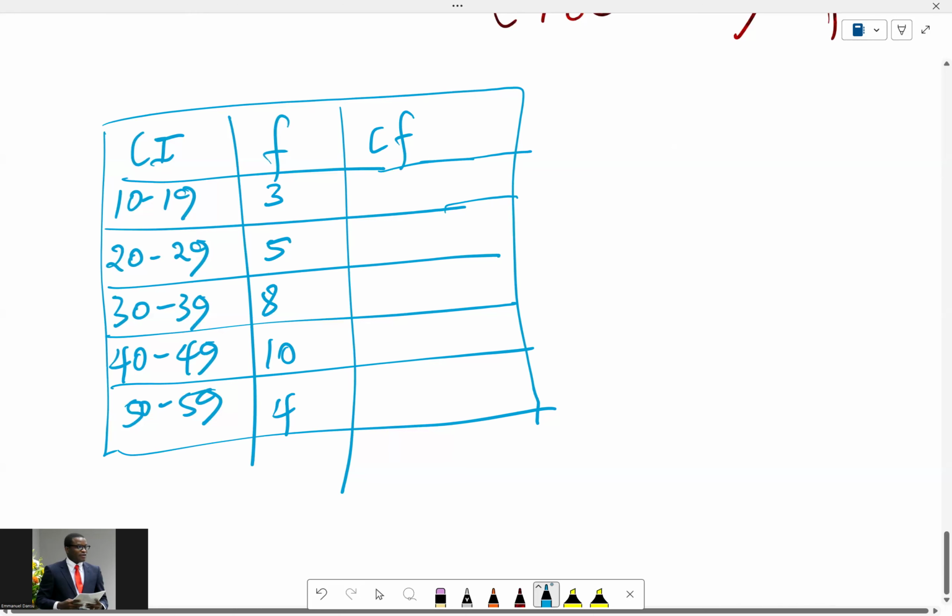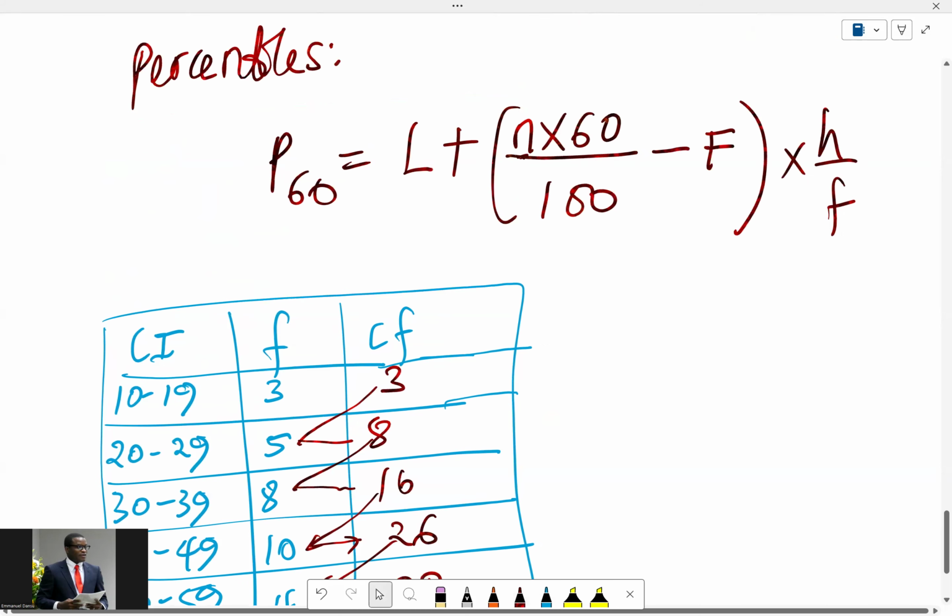The cumulative frequency, just like I've always explained, for the first one, it's just 3. So the second will be 3 plus 5, and you get 8. The next one will be 8 plus 8, and you get 16. The next one will be 16 plus 10, and you get 26. The next one is 26 plus 4, and you get 30. So it means that your N here is actually 30.